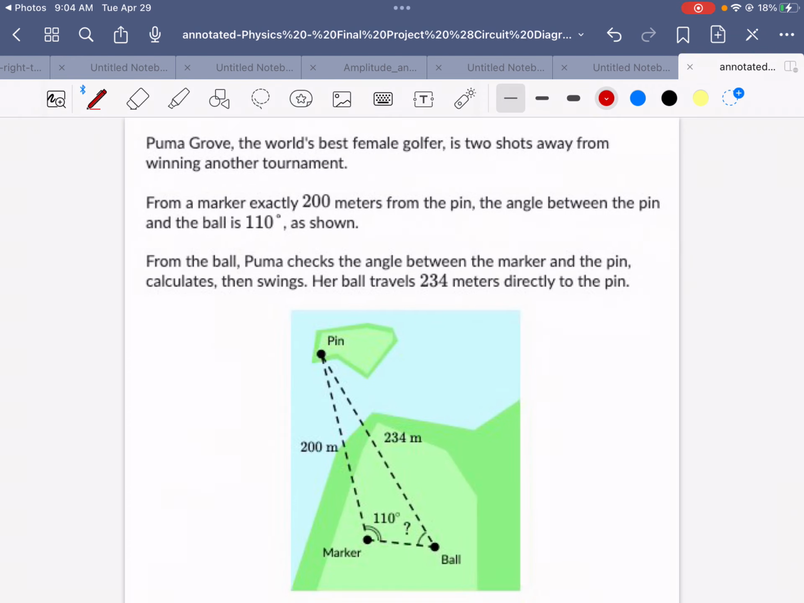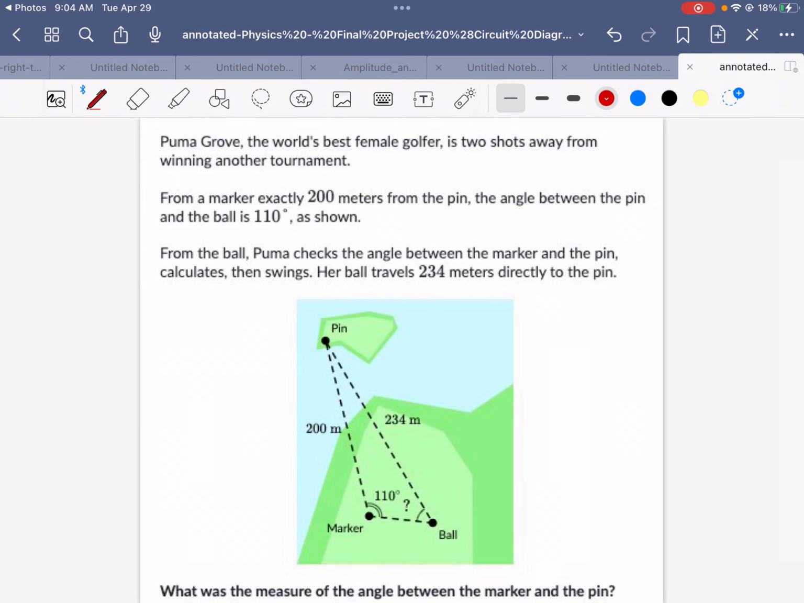So here's one that's just straight out of Khan Academy. Puma Grove, the world's best female golfer, is 2 shots away from winning another tournament. From a marker exactly 200 meters from the pin, the angle between the pin and the ball is 110 degrees as shown. By the way, I know nothing about golf, so I'm like, what in the world does pin mean? So luckily they gave us a picture. From the ball, Puma checks the angle between the marker and the pin, calculates, then swings. Her ball travels 234 meters directly to the pin. What was the measure of the angle between the marker and the pin?